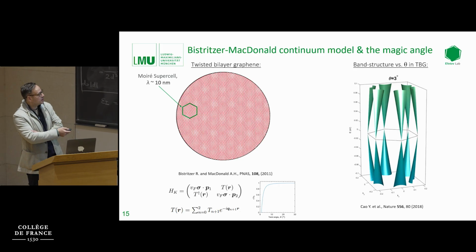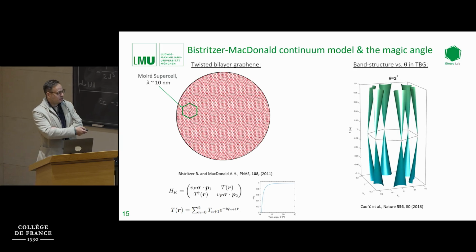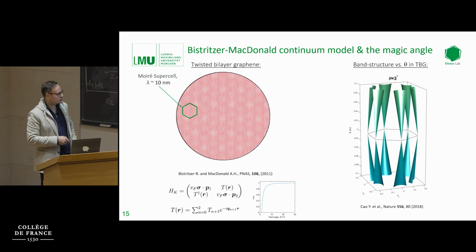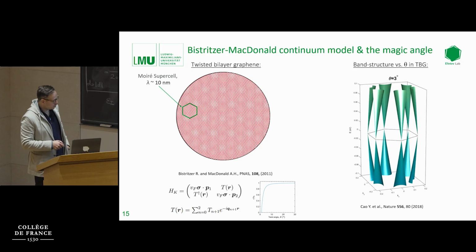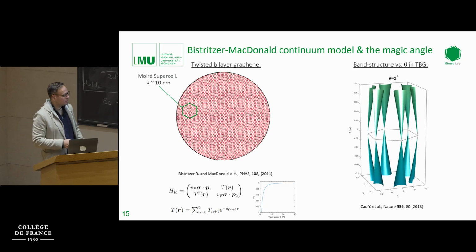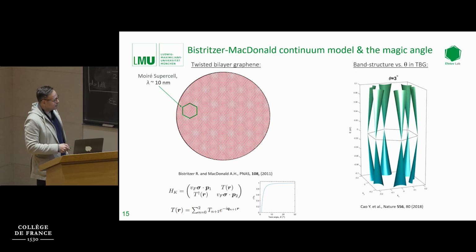This was done by Bistritzer and MacDonald back in 2011, way before experiments had actually produced the twisted bilayer. These guys predicted the effect of such a moiré on the band structure. They constructed the Bistritzer-MacDonald model, where they introduced some continuum terms that connect the two layers and account for this smooth variation of the hopping potentials, or the hopping between the two layers.